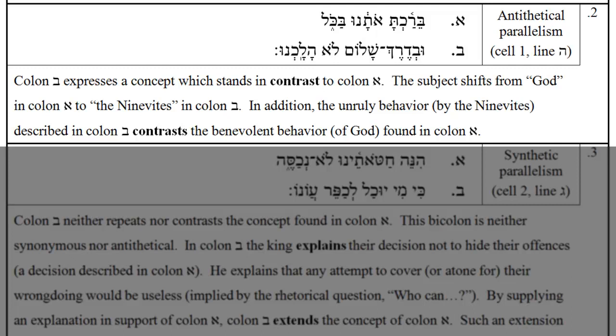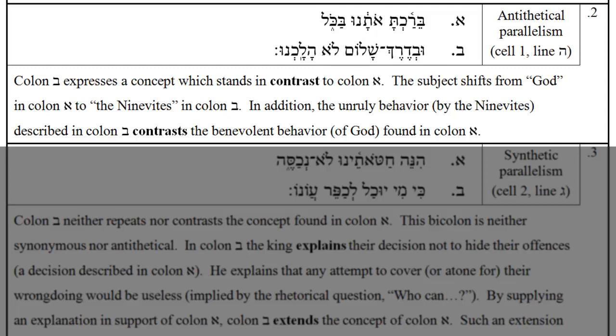Pause the video long enough to develop a translation for these lines. Your translation should sound something like this. You have blessed us in everything, but in the way of peace we have not walked.